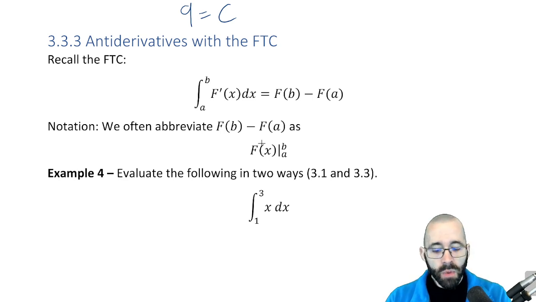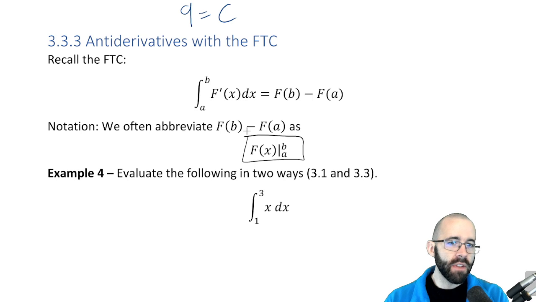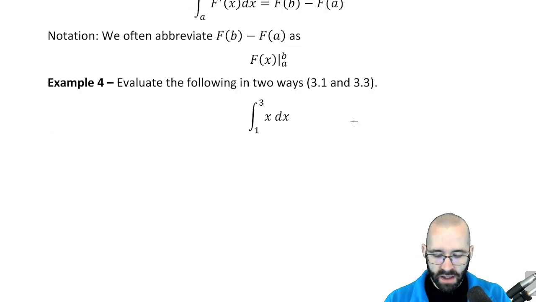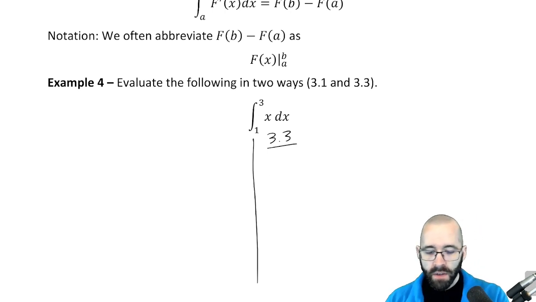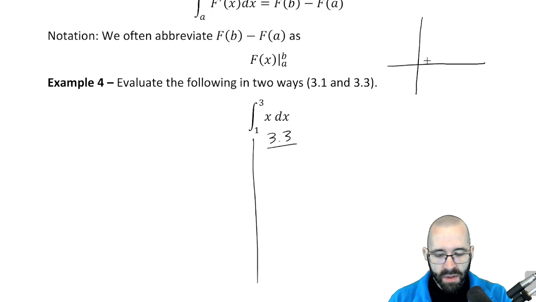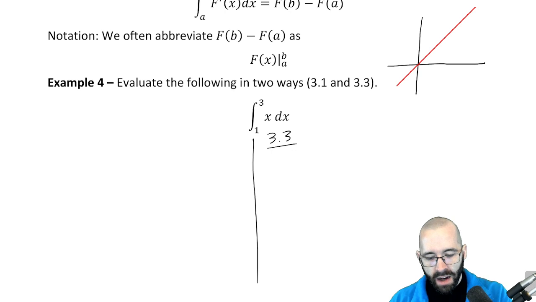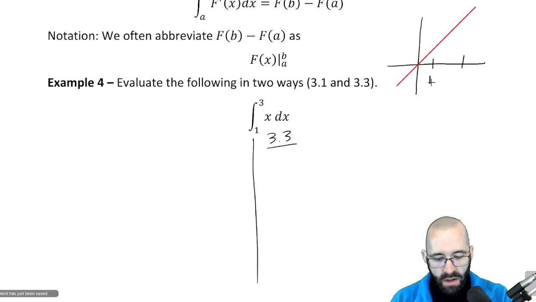So when we're doing this, we have an abbreviation for this right-hand side. The abbreviation is we write a vertical bar to the right of the function with a and b. This won't make too much sense why we do this just yet, but hopefully it'll make sense when we do this example. So let's start by doing this the new way, the 3.3 way. We've already talked about how to do this earlier using graphs. Remember, this is the line y equals x, and we're looking at the area under the curve from 1 to 3.